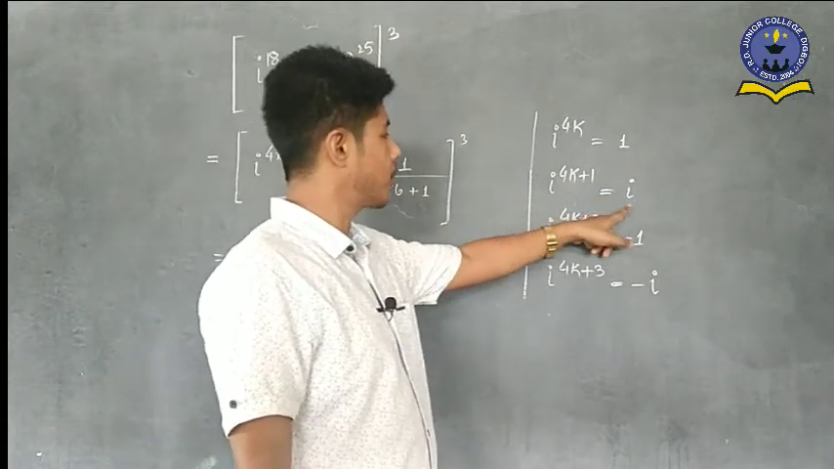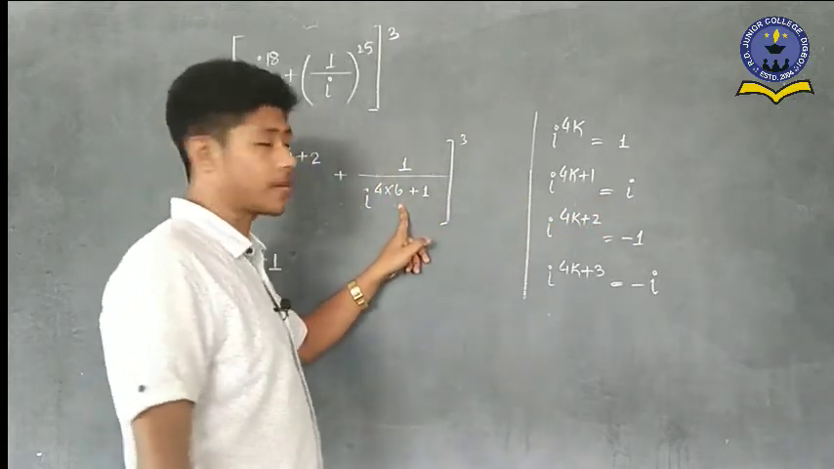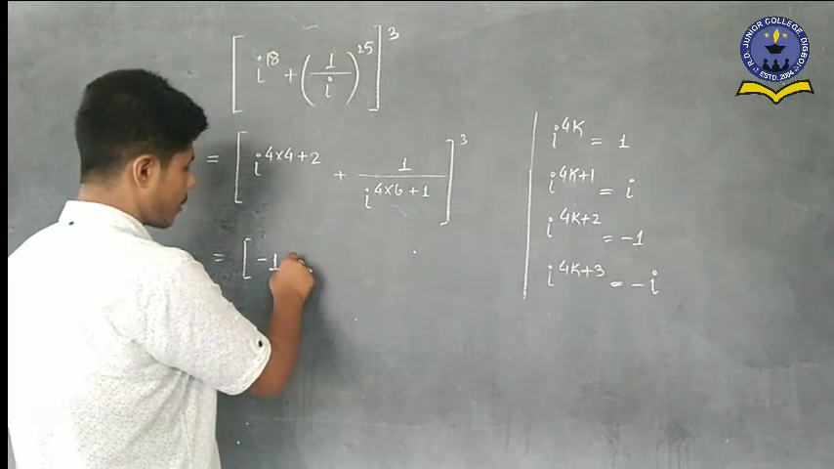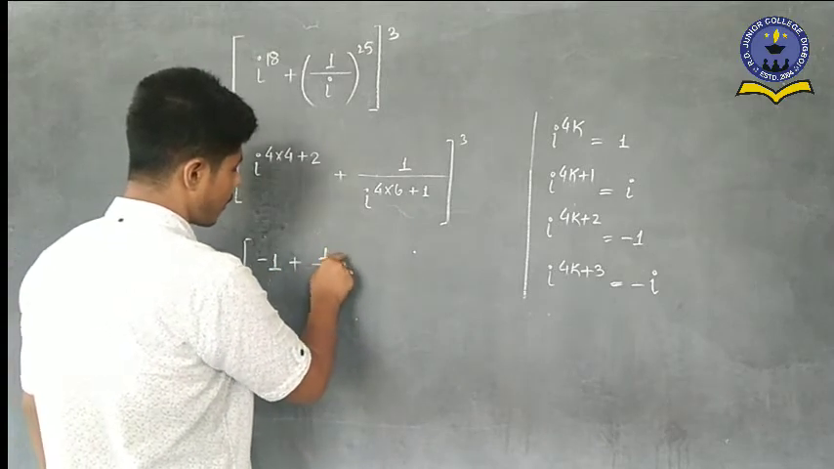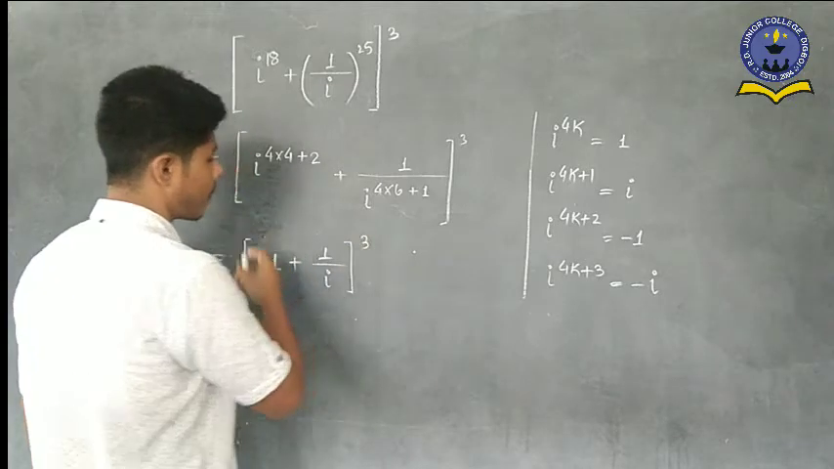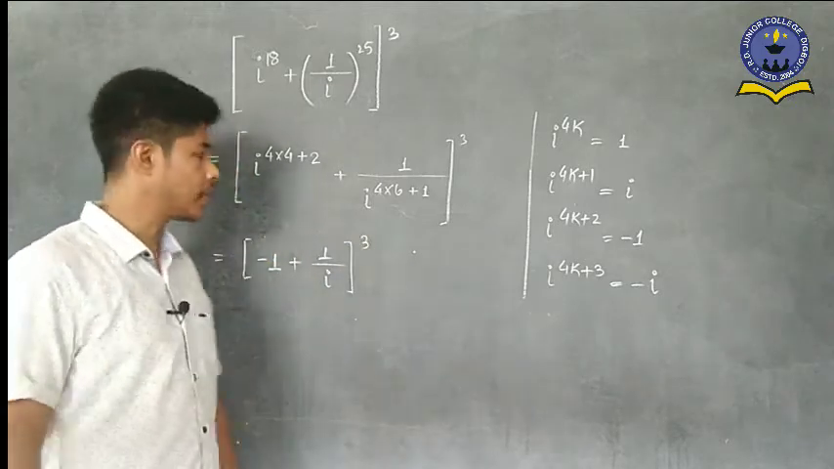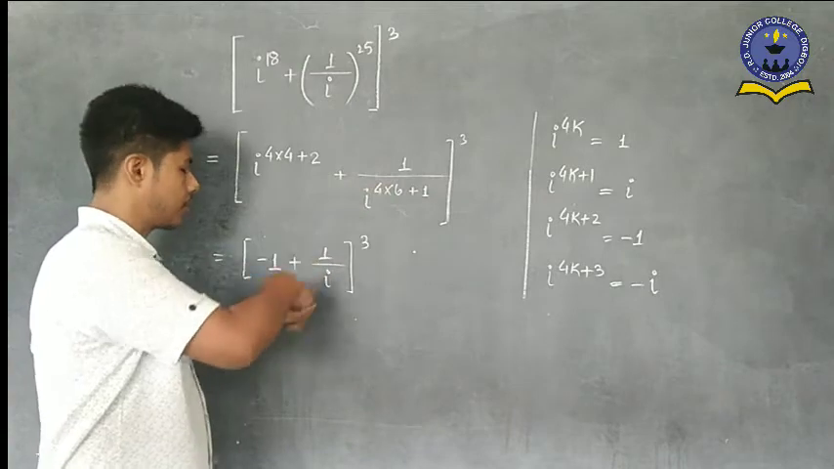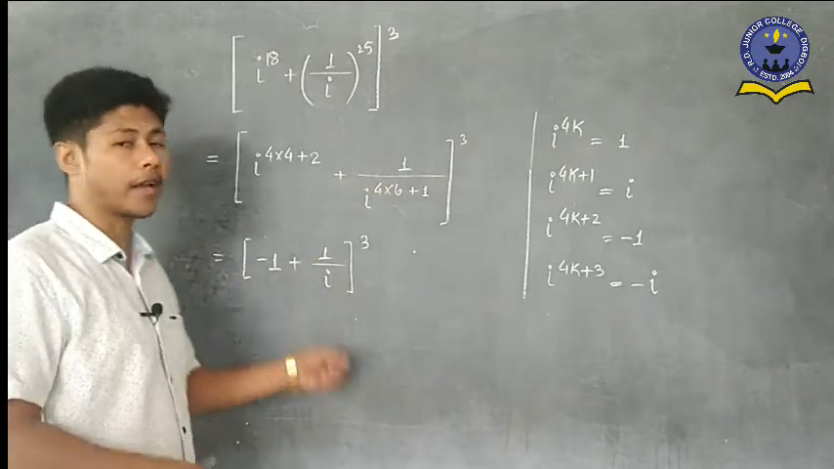So 4k plus 1 means i. So in place of this 1, what do we write here? i. So that's how we have to write here: plus 1 by i. So 1 by i, holding to the power, the power is given here, 3. Is it clear? Very simple. With the help of these four results, we can easily convert this into minus 1 and i.